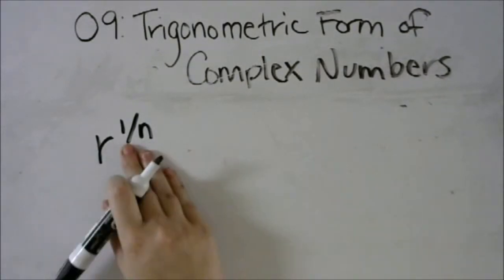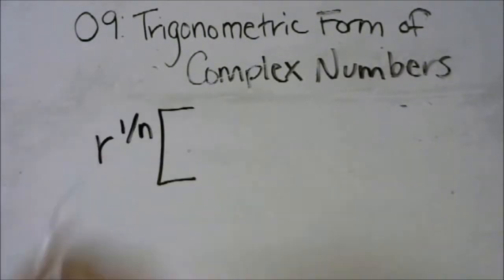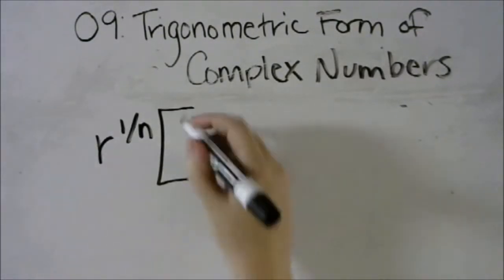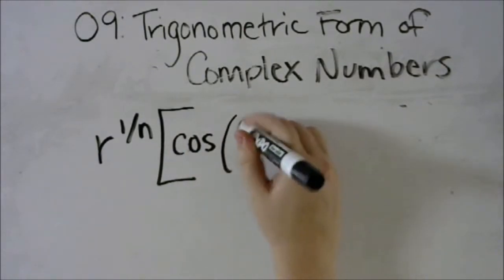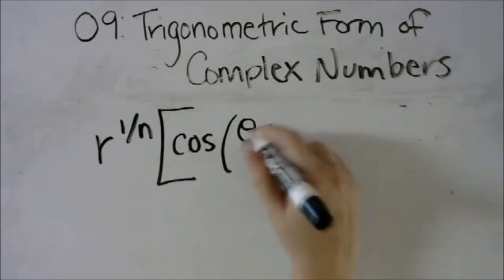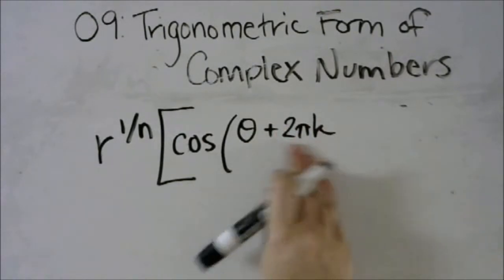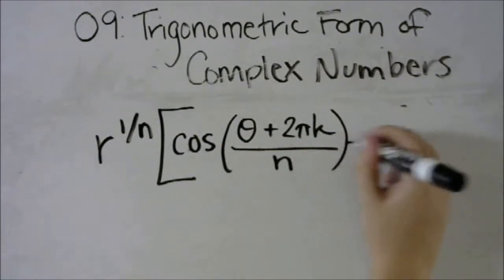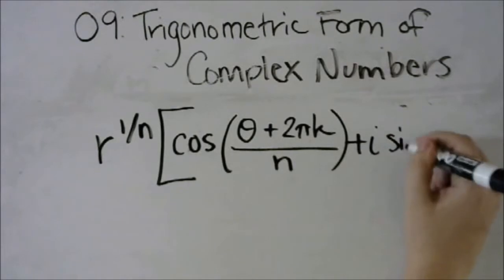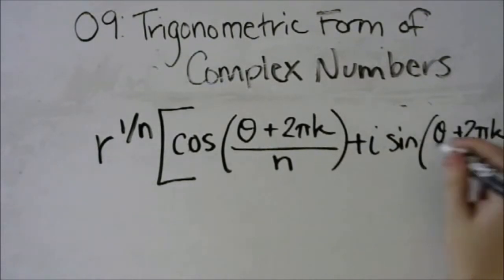And so we take the nth root of the modulus. That's really the factor or the length, and it's going to be common for all terms. And then to find each root, we actually need a slightly more complex formula. So we're going to say theta plus 2 pi k, we've used this notation before when solving equations, over n, plus i sine of theta plus 2 pi k.